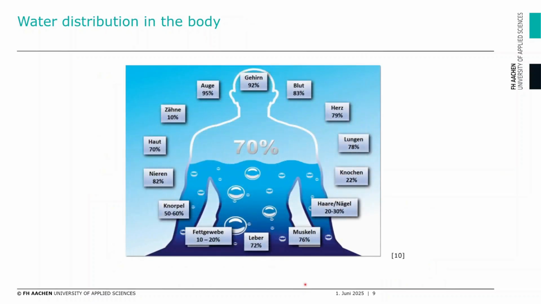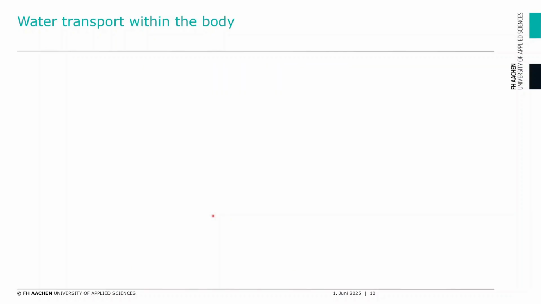If we take a close look at water balance of the human body, we see that most of the water is accounted for by organs such as the eyes, brain, and blood, and very little by fat. For this reason, patients with pronounced obesity can have a dangerously low body water content of 33%. But what transport mechanisms does our body have?